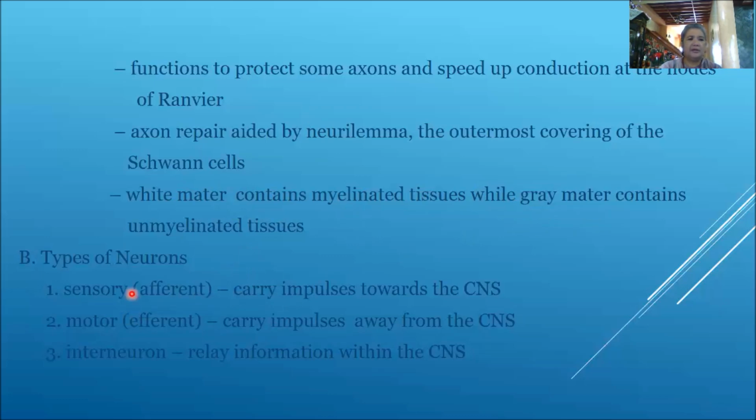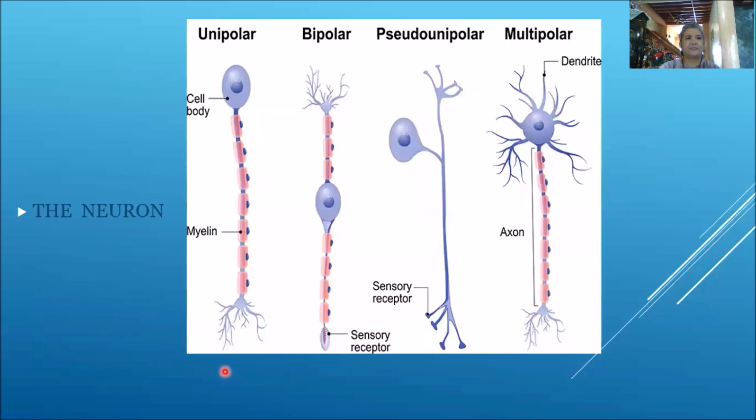Now, there are three types of neuron. You have your sensory or afferent neurons, and these are the ones which carry impulses towards the central nervous system, and the motor neurons, which are efferent and carry impulses away from the central nervous system. Now, another type of neuron is your interneuron. These relay information within the CNS, so it doesn't go out of the CNS.